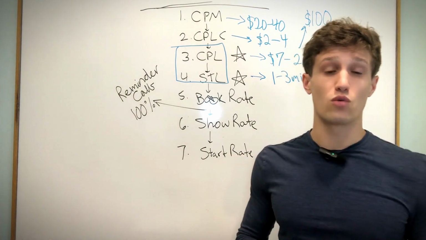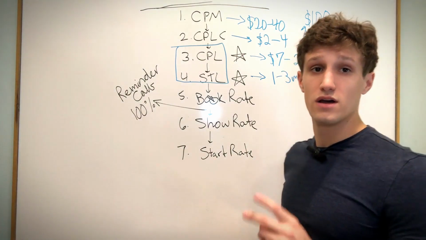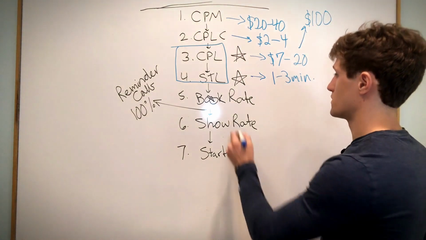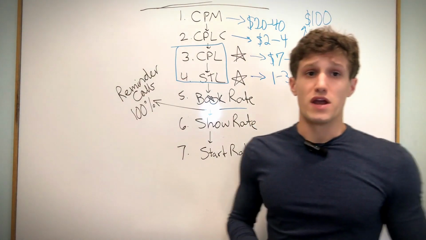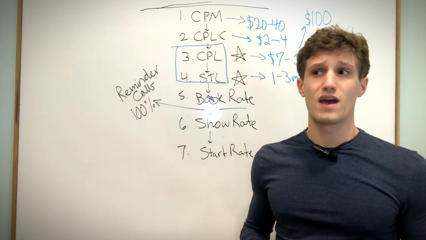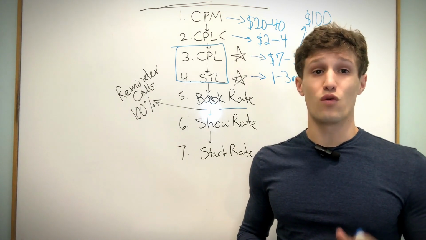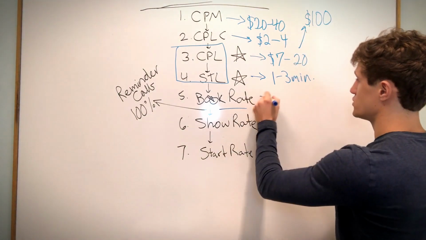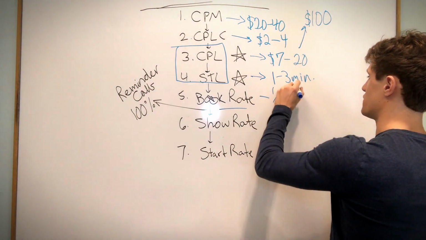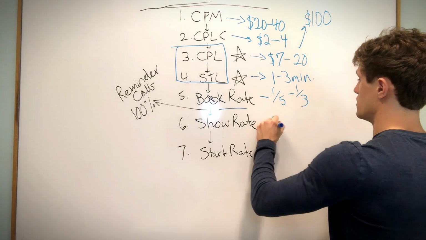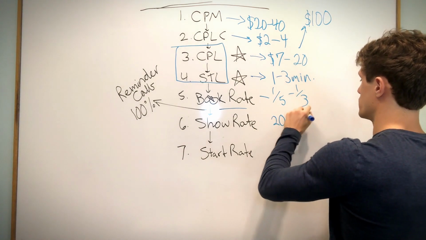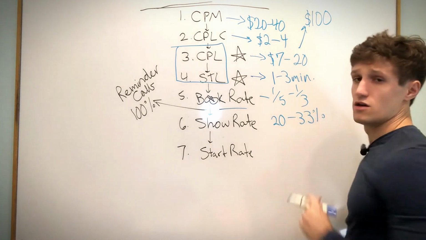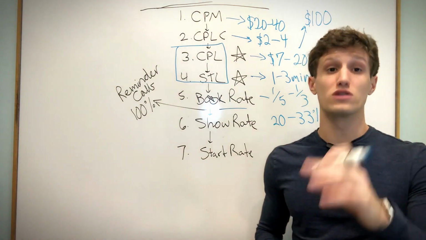After that, we have our waterfall metrics, which are book rate, show rate, and start rate. For book rate, we want to make sure that we're booking about 1 out of every 4 or even 1 out of every 3 leads, okay? And so actually our range is 1 out of every 5 to 1 out of every 3, which is 20 to 33%. 20 to 33% of all leads, okay?